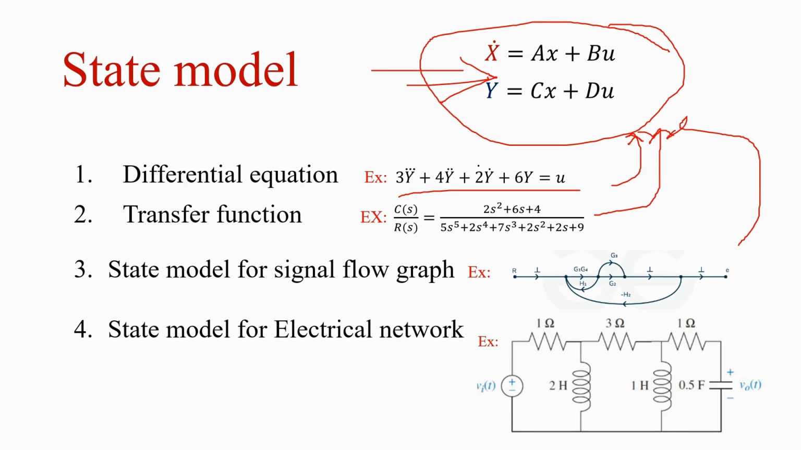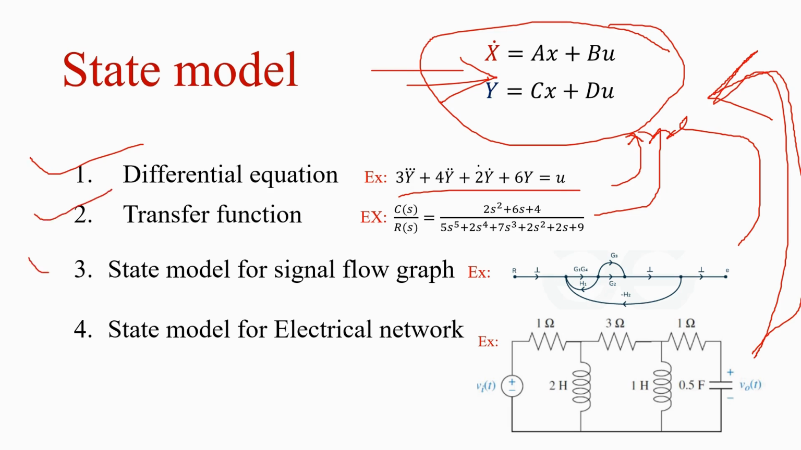Next is the state model of an electrical network. The electrical circuit is given, containing inductance, capacitance, and resistance. We have to find the state model equation using Kirchhoff's voltage law or current law. In upcoming classes, we are going to see each type of problem one by one.